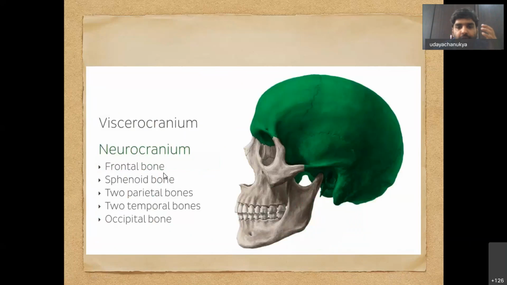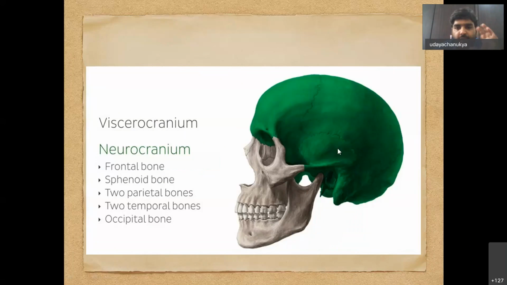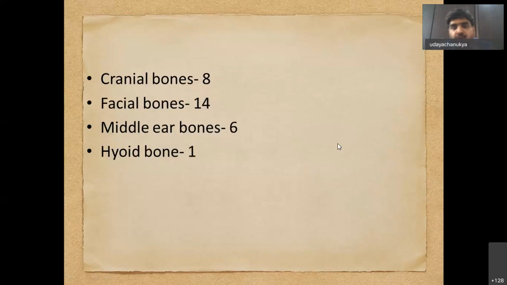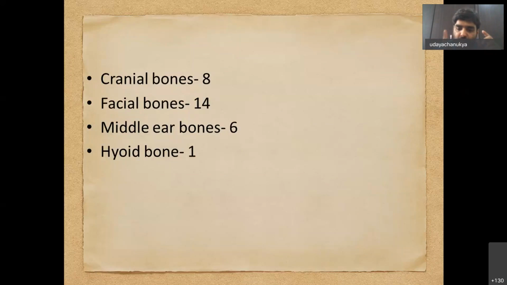So the neurocranium is formed by frontal bone, sphenoid bone, two parietal bones, and two temporal bones, whereas the viscerocranium is formed by another 14 bones. So there are a total of 22 bones according to one count and 29 bones according to another count. Why is this variation? If you count the 8 cranial bones and 14 facial bones only, it will be 22 bones. Whereas if you count the 3 plus 3 middle ear bones on either side, along with the hyoid bone, it will be a 29 count.